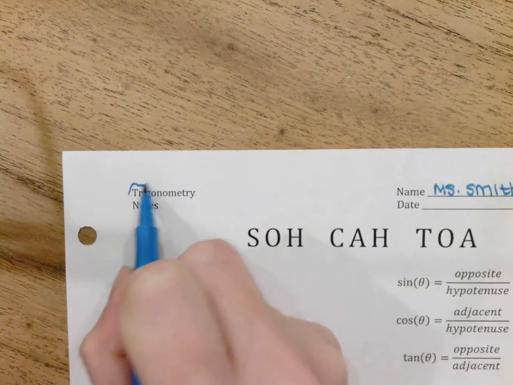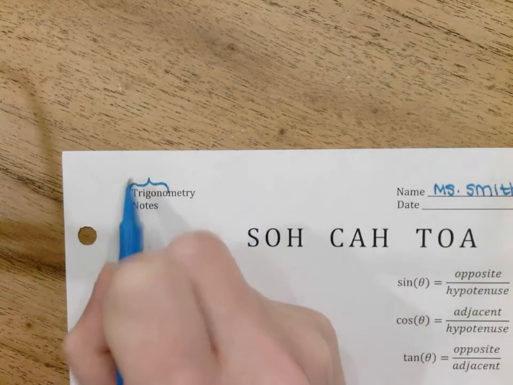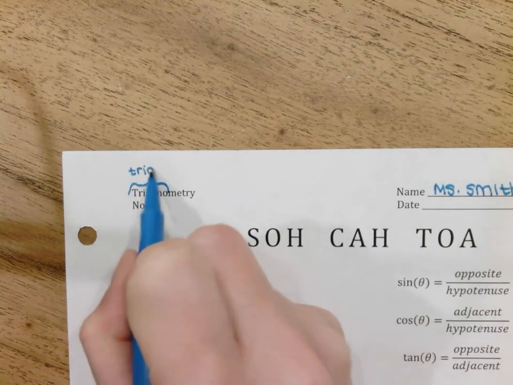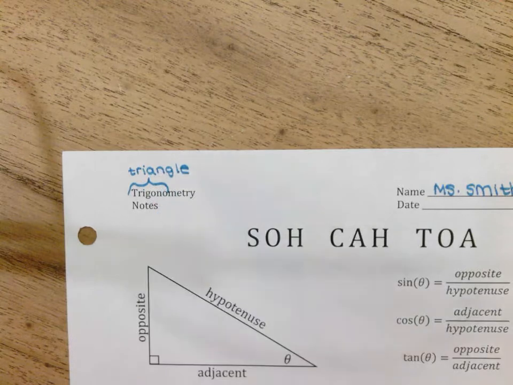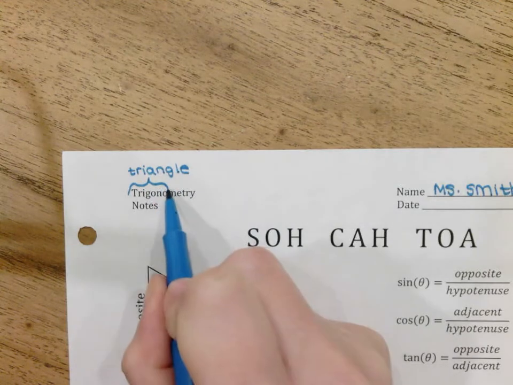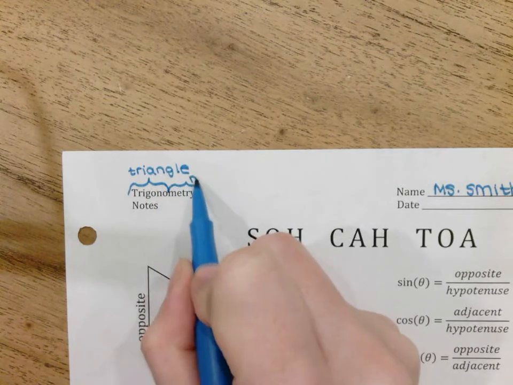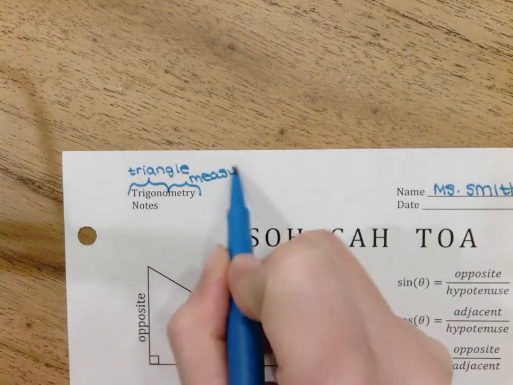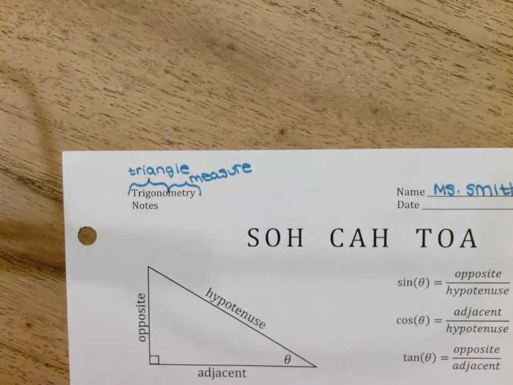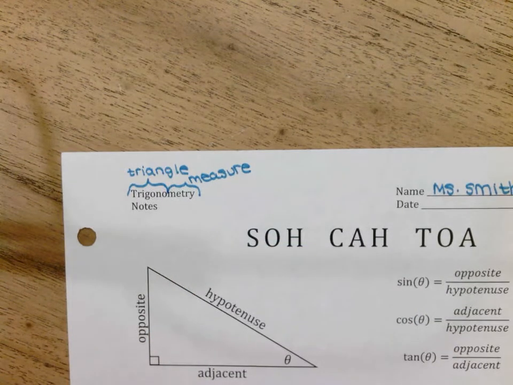The prefix trigono means triangle, and then the suffix metry means measure. So trigonometry talks about the measures of triangles. You could be talking about side lengths or angles.